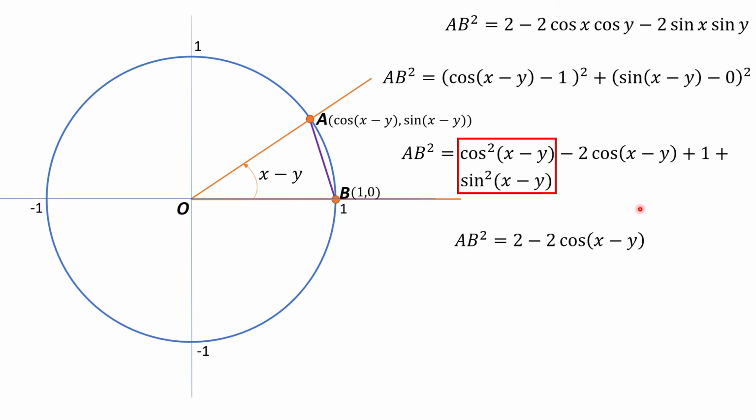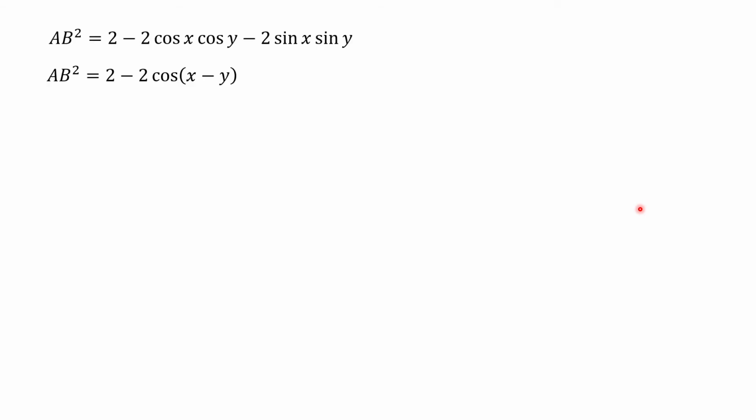So our formula becomes like this. It's very simplified. So let's rewrite both of these formulas. Both of these formulas represent the same distance between points A and B, just in different coordinate systems. And obviously, they have to be equal to each other, right? So this is our expression.